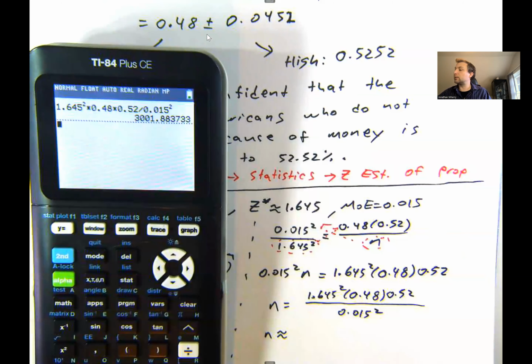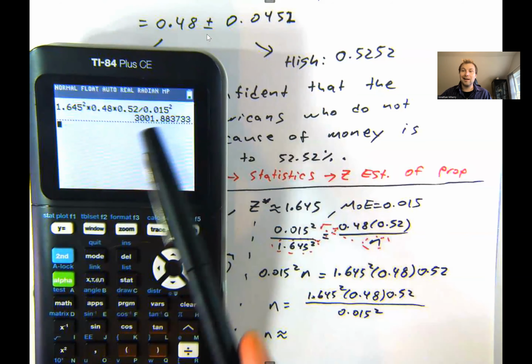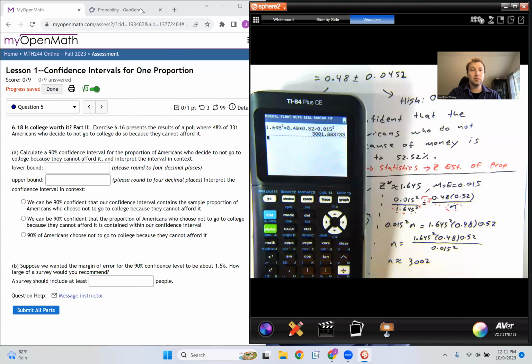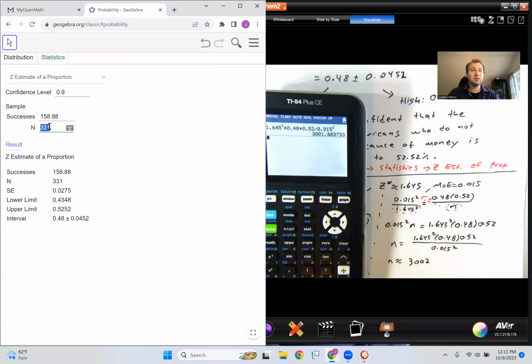3001.88. Even if this was 3001.11, I would still round this up to the next highest number. In that case, 3002 individuals. I can still use GeoGebra to double check this number, because if I change this to 3002 times that same success rate, 48, to get some number of successes, I should now see for this interval, I'm adding and subtracting this new margin of error of 0.015. That's my desired margin of error.